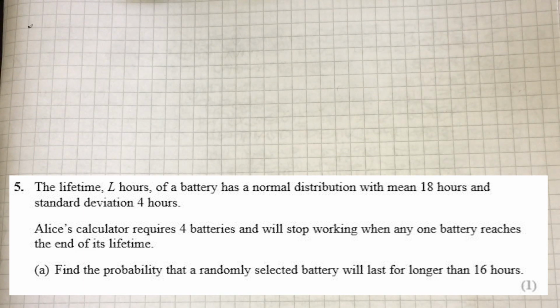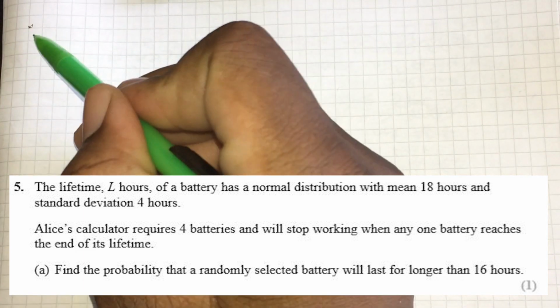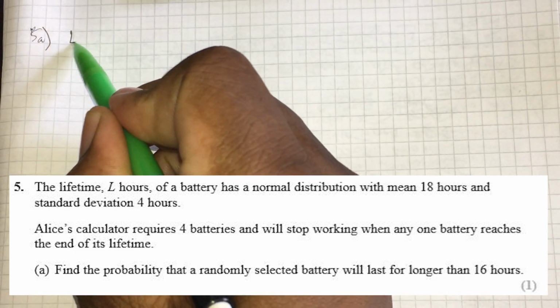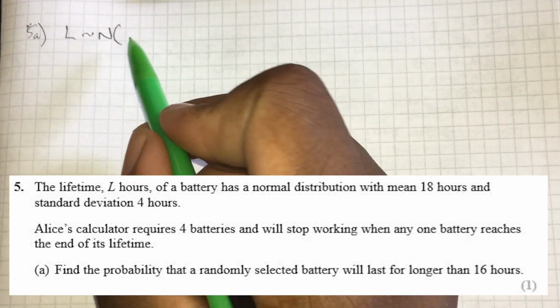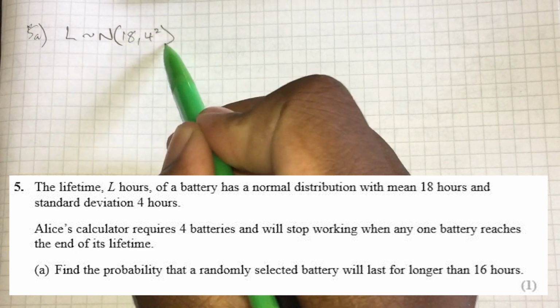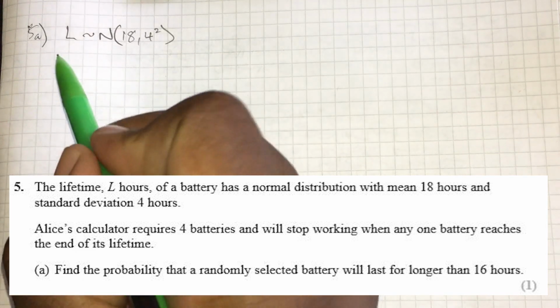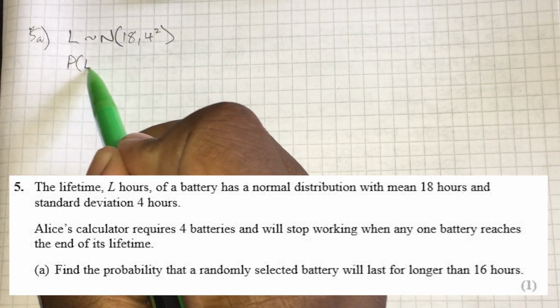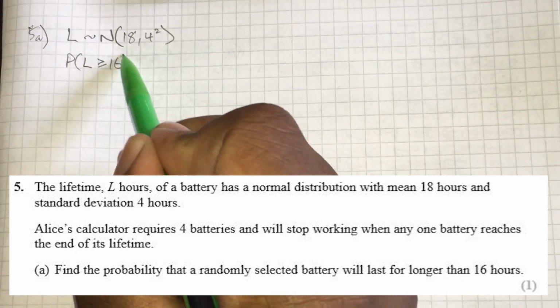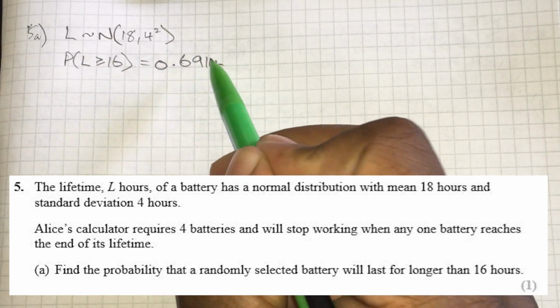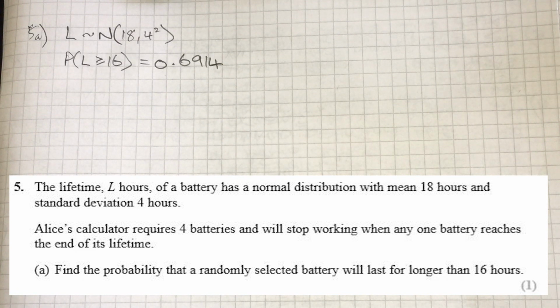So in this question, we're working on the lifetime of batteries, which follow a normal distribution with a mean of 18 and a standard deviation of 4 hours. Alice's calculator needs 4 batteries and will stop working if any of the batteries reaches the end of its lifetime. We want to find the probability that a randomly selected battery lasts for longer than 16 hours. So the probability that L is greater than or equal to 16, straight into our calculator, answer of 0.6914.